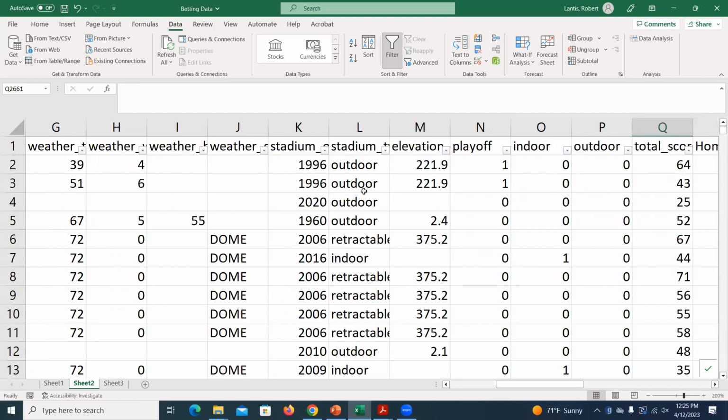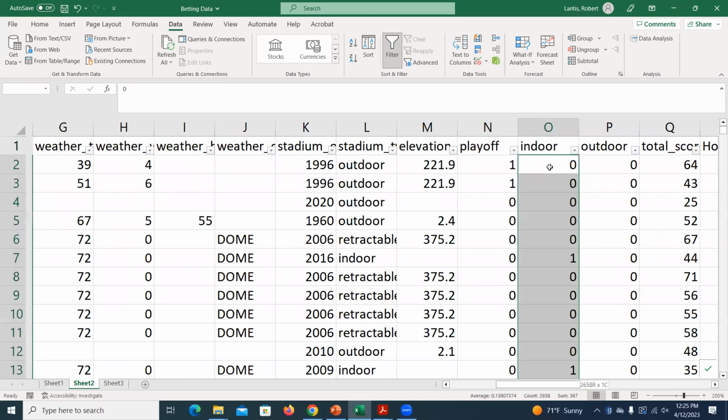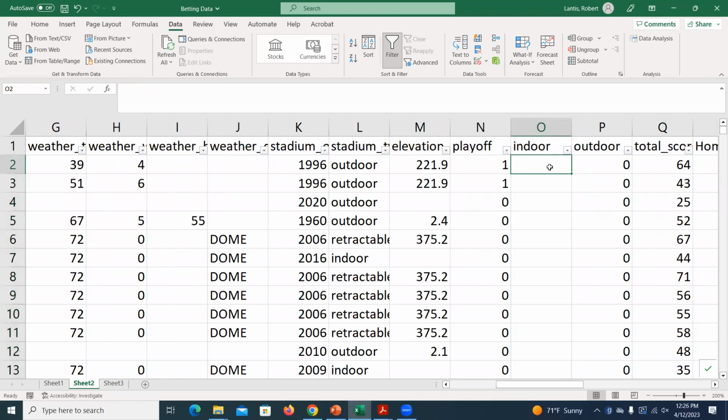Now I can see all the different stadium types. I created this variable already, but I'll show you if I hadn't. We'll just delete this. I want to create, was this a game played indoors? And here I'll define indoors as just being retractable or being an indoor stadium. So the only observations where this should be a 1 is if it says retractable or indoor.